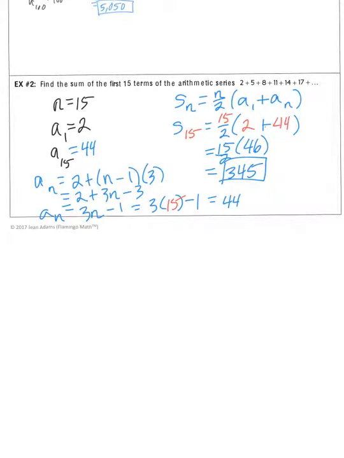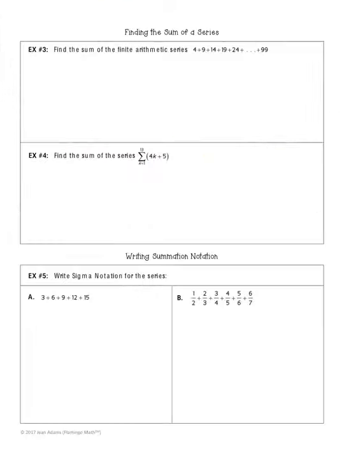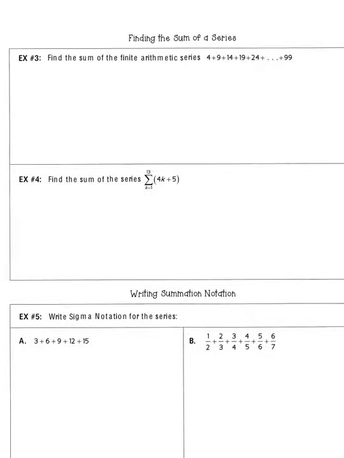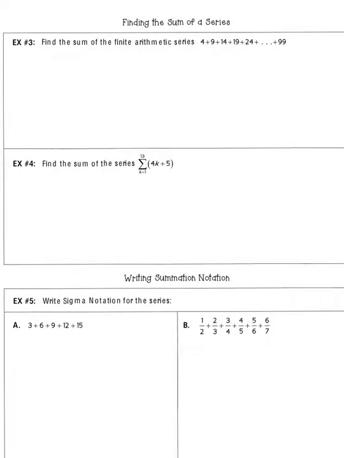All right, let's look at example 3. So for example 3, make it a smidge bit bigger. You were to find the sum of the finite arithmetic series, so you're told it's arithmetic. You have the first term and the last term, which is great, because remember in this formula, S sub n equals n over 2 times a sub 1 plus a sub n, you need the first term and the last term, so we have those.